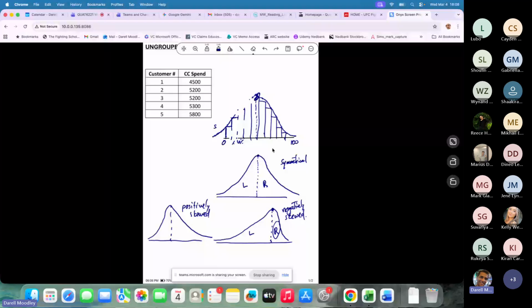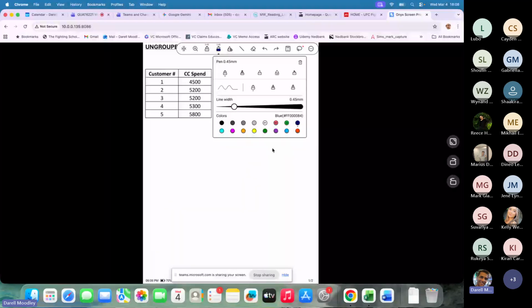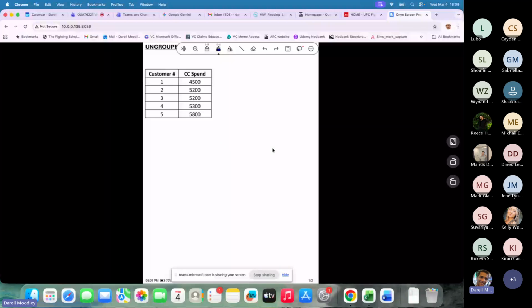I'm going to erase all of this. On the left, what we have is credit card spending. The first customer spends 4,500 Rand. The second customer spends 5,200. The third customer also spends 5,200, and so on. So we have 5 customers, and this is their spending.